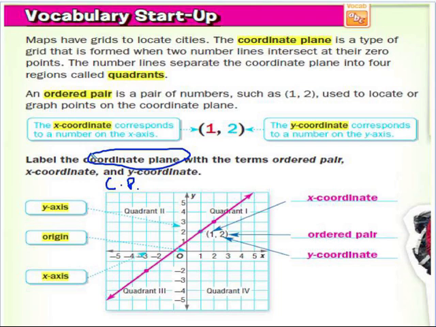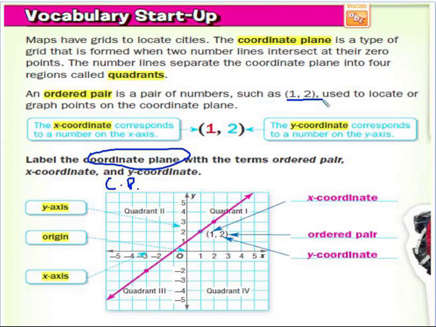Alright, and on the coordinate plane we can graph points using ordered pairs. An ordered pair is a pair of numbers, for example, like 1, 2, used to locate or graph points on the coordinate plane. So in the point 1, 2, we know that 1 would be considered the x-coordinate, and 2 would be considered the y-coordinate, and these coordinates correspond to numbers on the axes, and they determine the movements that I'm going to make in order to graph that point.